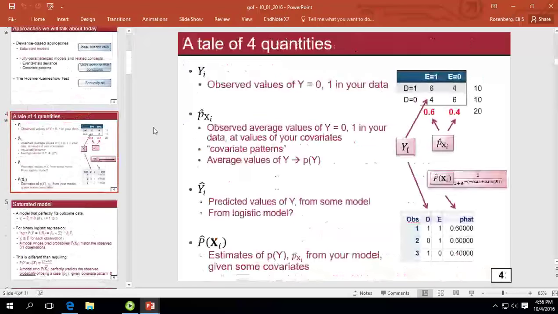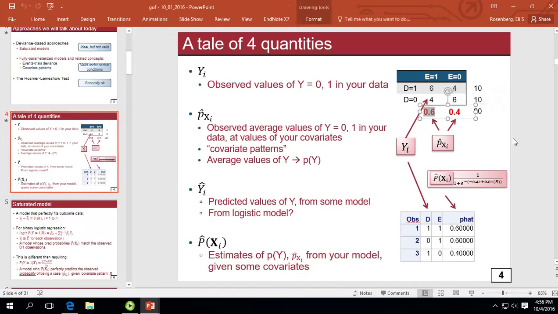Okay, back up on this slide here. Your model, the fully parameterized model, doesn't spit out the zeros and ones exactly, but for every pattern of covariates, it perfectly predicts the average in that group, the average probability in that group. So, for example, if you had just a model with exposure in it and you fit it to this data, your model would spit out 0.6 and 0.4 for your exposed and unexposed.